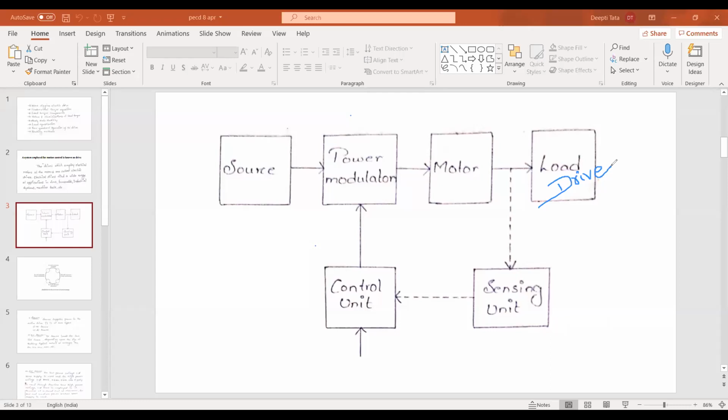Those two systems can be considered as drives. But in the practical sense, a translation system is not considered a drive. Why? Because it is only moving, that's it. But a rotational system, you can consider as a drive. Why? Because it is rotating. Whatever system is rotating in nature, we can treat it as a drive. Is it okay?